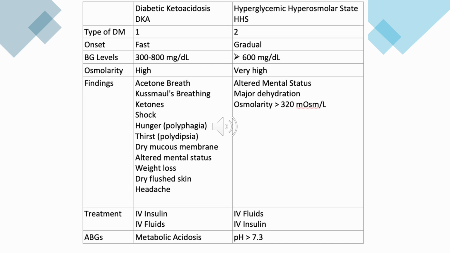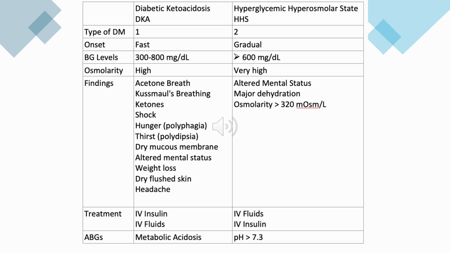Okay, there are 2 conditions that are life-threatening that can happen in diabetics, depending on if you have diabetes 1 or diabetes 2. So let's start with diabetic ketoacidosis, which occurs in type 1 diabetics. The onset is going to be very fast. So usually the patient may have like an infection of some sort, and this comes on really fast.